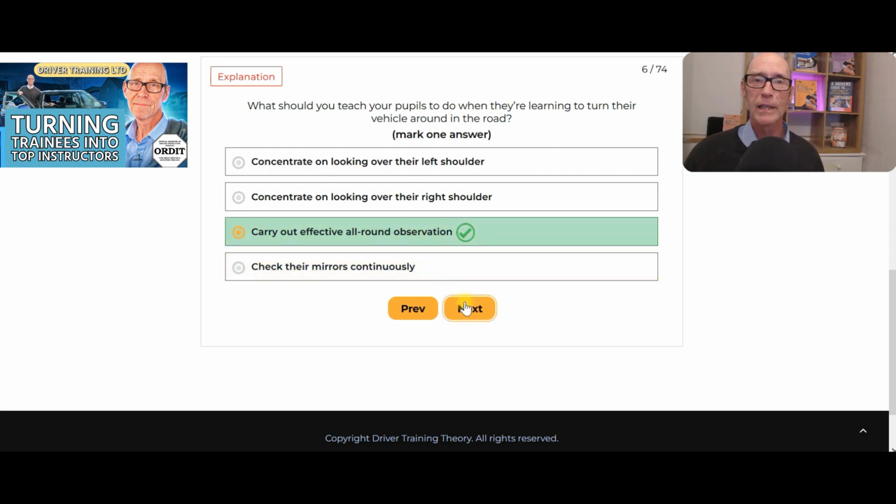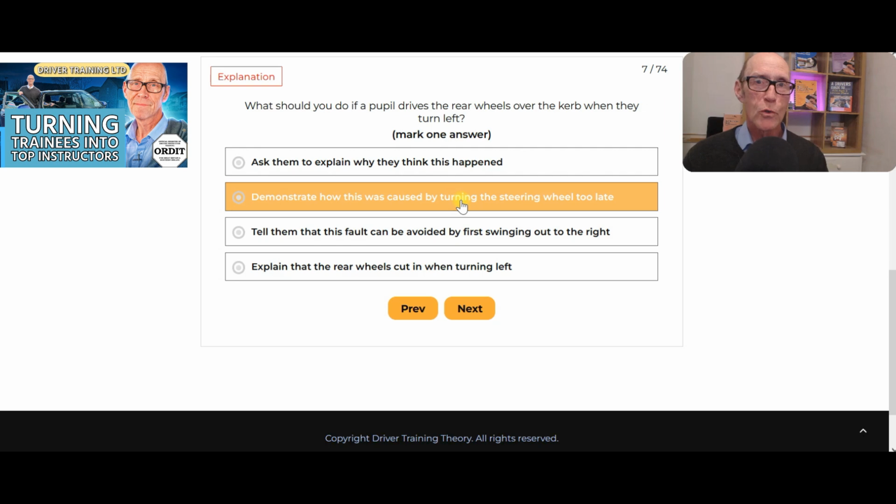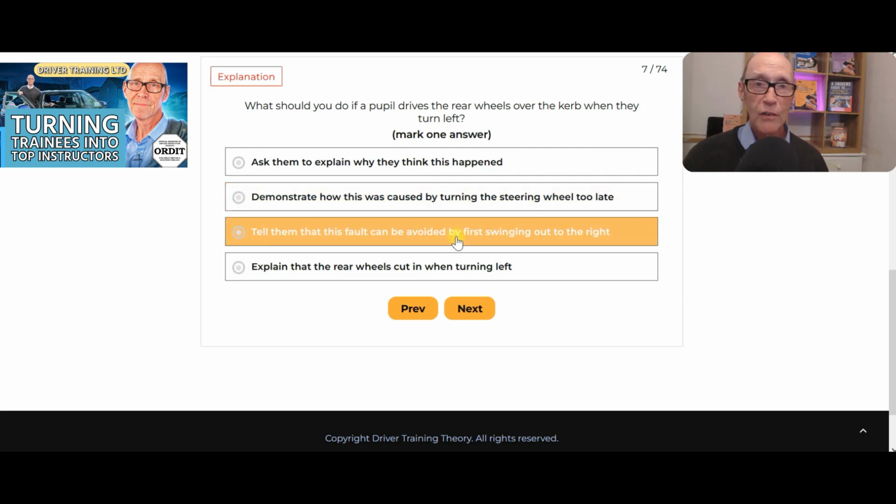Yay! Well done, mate. So, question 7. What should you do if a pupil drives the rear wheels over the curb when they turn left? Would we demonstrate that this was caused by steering the wheel late? No, because you wouldn't go over the curb by turning late. You'd be more likely to go over the center white line.